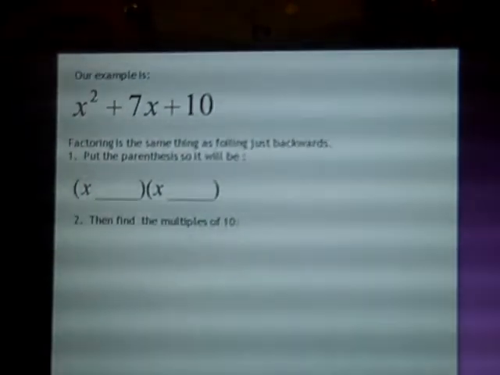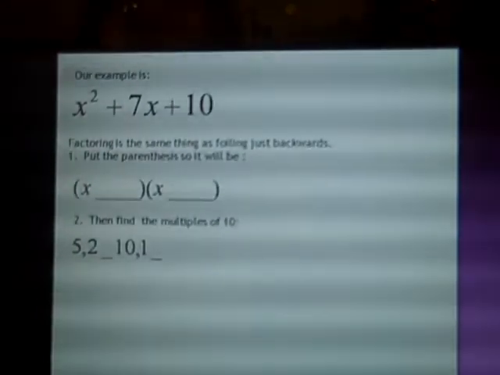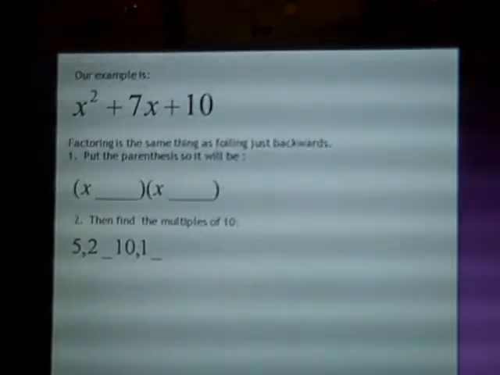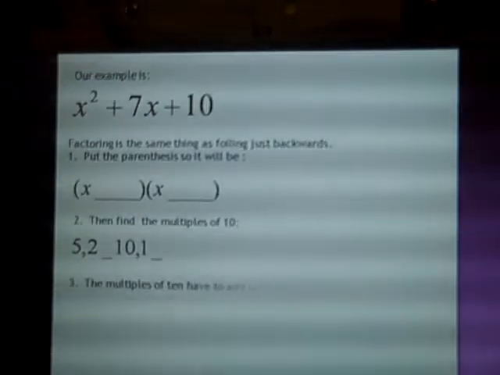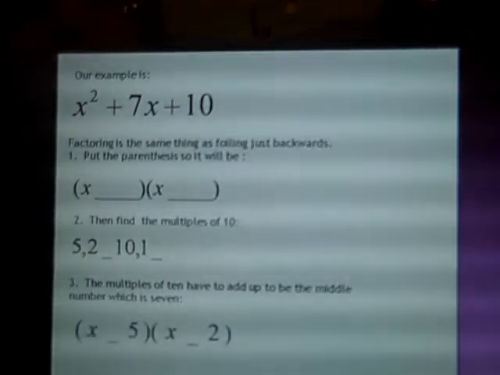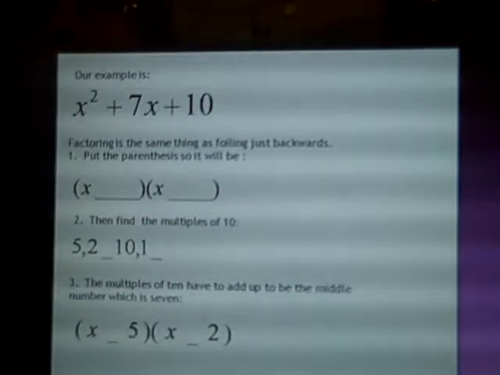Then find the multiples of 10, which are 5 and 10, and 2 and 1. The multiples of 10 have to add up to be the middle number, which is 7. So the numbers you need are 5 and 2, which are multiples of 10 and add up to 7. So you have x blank 5 times x blank 2.